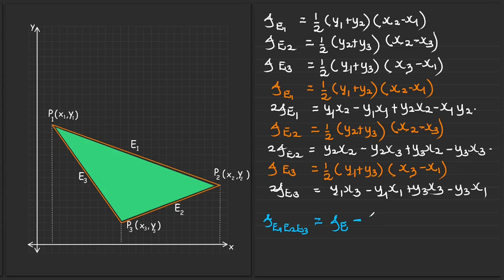So minus the area with E1, then minus E2, and then the area of the trapezium E3. You see, so you should add E2 and E3 and then take it out of E1.